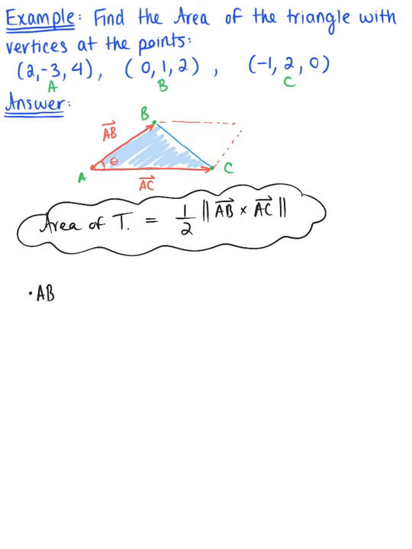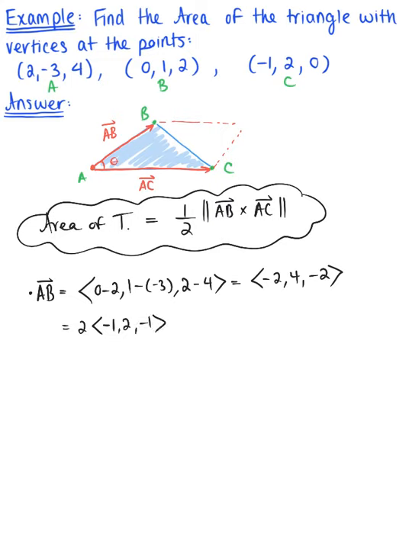So vector AB. We have terminal minus initial. So I have 0 minus 2, 1 minus -3, and 2 minus 4, which leaves us with the vector -2, 4, -2. Hey, we have a scalar multiple of 2 here, so let's pull that out to simplify our computation later. So this becomes 2 times the vector -1, 2, -1.